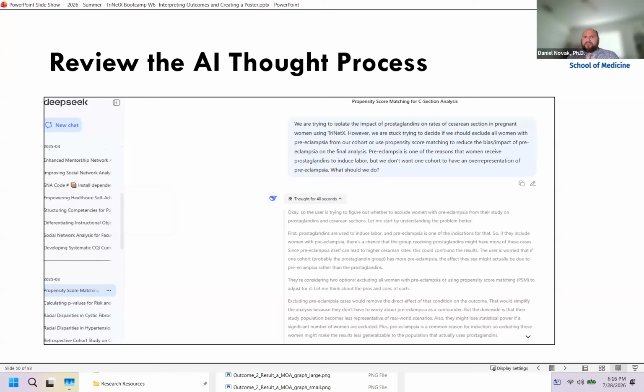But just this example on here was a question we had about rates of prostaglandins and cesarean sections. We are trying to understand, should we include or exclude certain people in order to get a more accurate result? And it did a very good job of walking us through the process. It identified in its reasoning process exactly the issue that I had thought I was confronting, and then also provided additional expert guidance on it that I thought was very valuable. So I recommend considering DeepSeek as well.